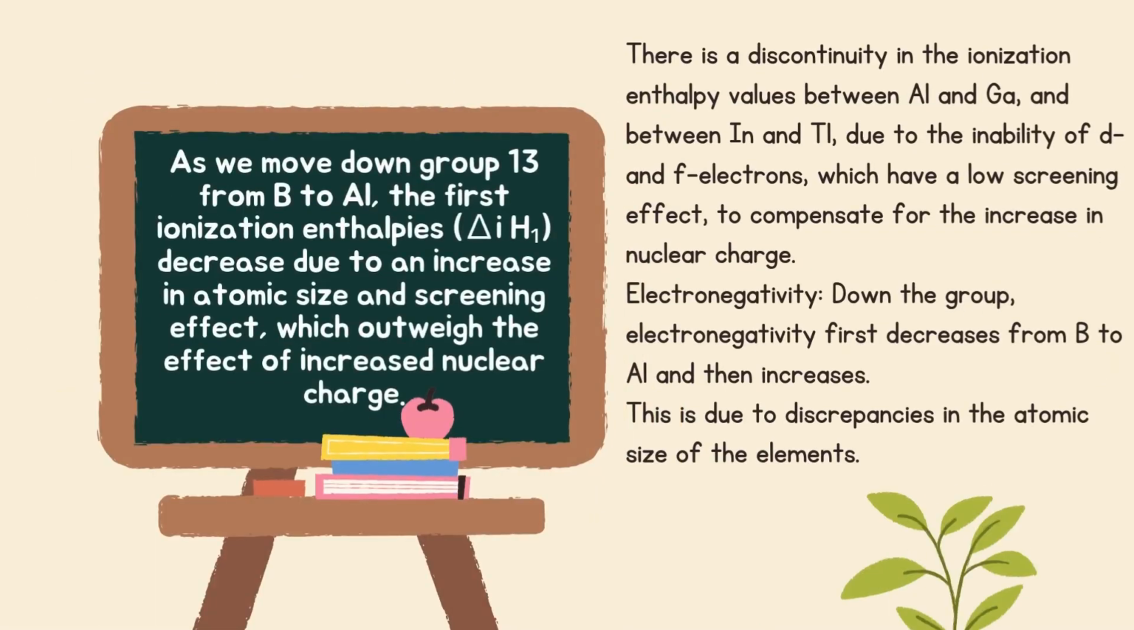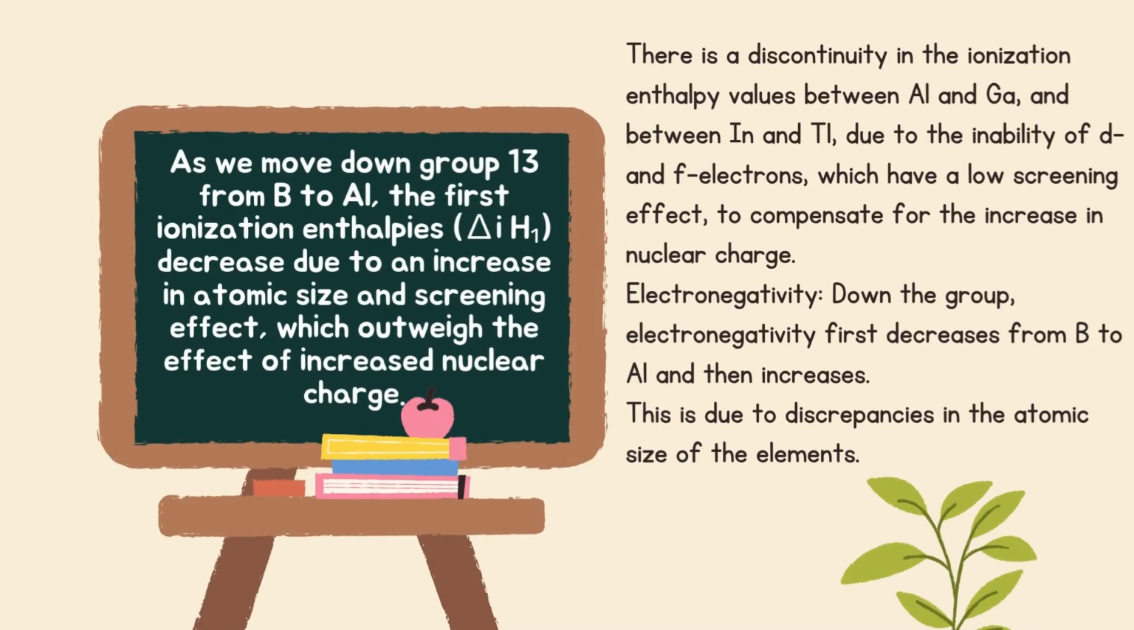As we move down group 13 from B to Tl, the first ionization enthalpies, ΔiH, decrease due to an increase in atomic size and screening effect, which outweigh the effect of increased nuclear charge. There is a discontinuity in the ionization enthalpy values between Al and Ga, and between In and Tl, due to the inability of d and f electrons, which have a low screening effect, to compensate for the increase in nuclear charge.